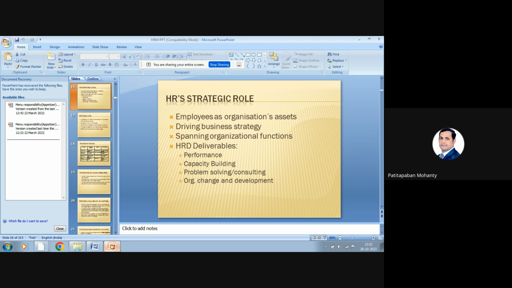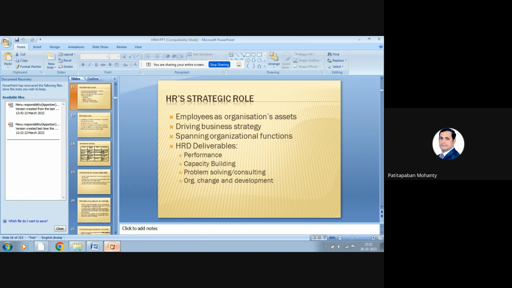Deliverables. I mean your performance, your capacity building or skill enhancement, problem solving, I've told you, and organizing change and development. These are what HRT normally offers to their employees or even to the organizations, like performance in terms of profit maximization and in terms of your career development.